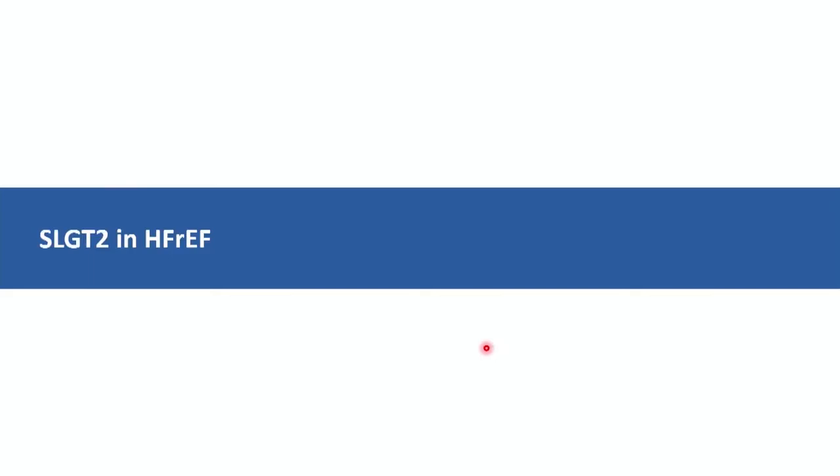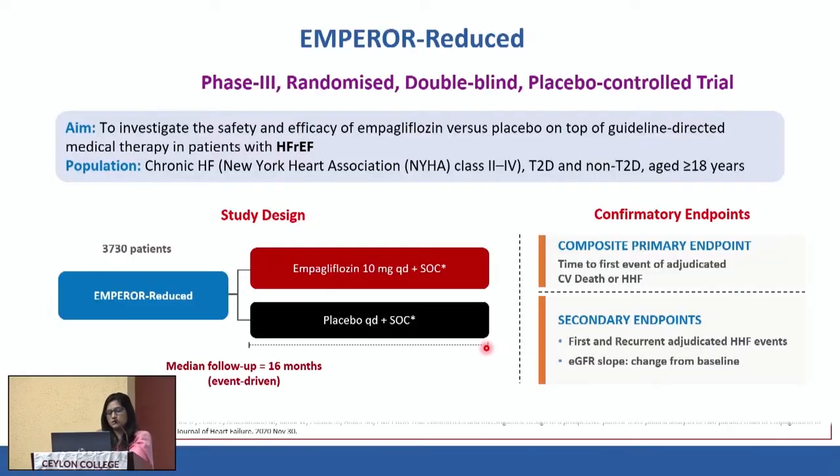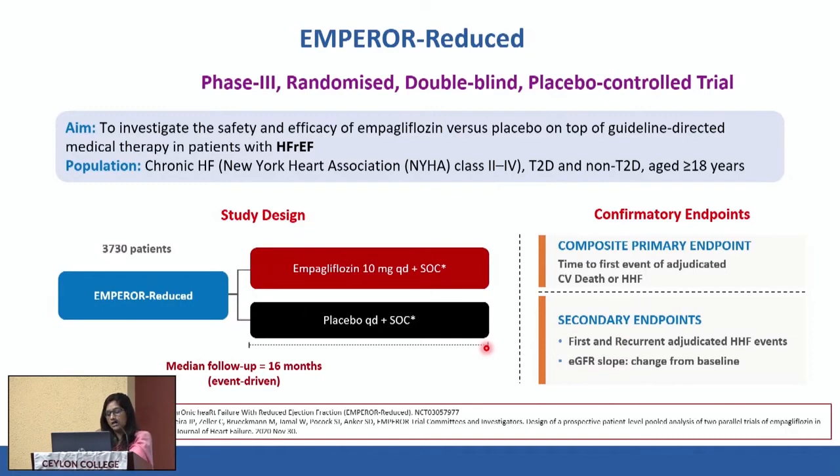So, do we have trial evidence to prove these actions? Now, the EMPEROR-Reduced trial was mainly done to assess the efficacy of this molecule in heart failure with reduced ejection fraction. So, they have done it with empagliflozin 10 milligrams. The confirmatory endpoints were the composite primary endpoints as well as the secondary endpoints.